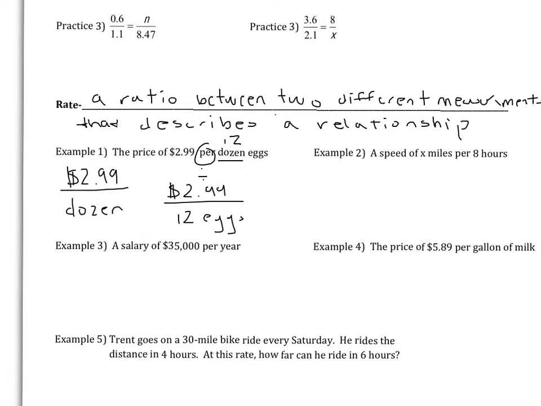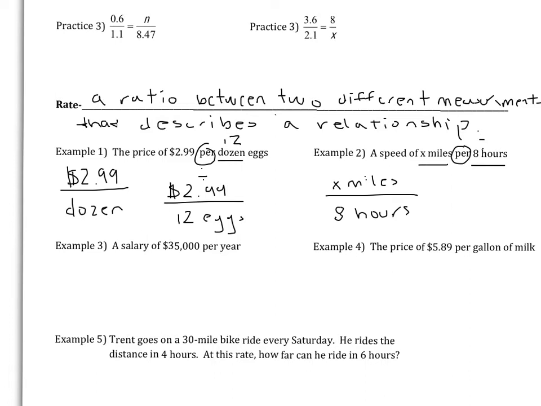Okay, let me do another example. I might say a speed of X miles per 8 hours. So I know I'm going to go X miles. Okay, I know per means divide. So per 8 hours. The rate that I'm creating here is X miles every 8 hours. We don't know how many miles I go every 8 hours, but we can use a variable to substitute that. But I know I'll go X miles every 8 hours.